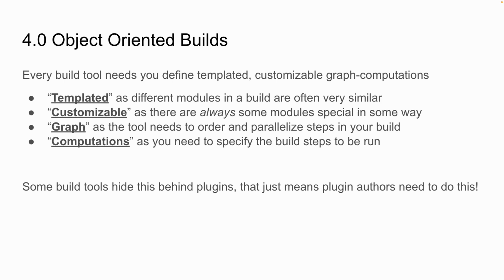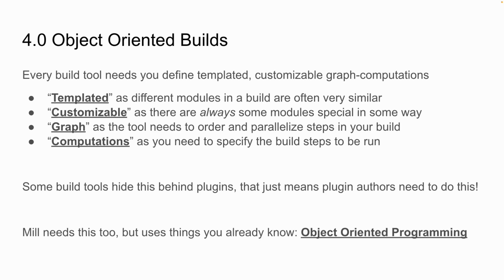So Mill also has to do all these things, but what we have realized working on Mill is that everyone already has a way to define templated customizable graph computations. It's called object-oriented programming, where you have methods calling other methods that form a graph. It's called a call graph, but you can use it as a build graph. If you want to template this method call graph, you have a class and multiple instances of the class. And if you want to customize one of those instances, you just override the methods, whether using a subclass or an anonymous instance, and you override the method or even multiple methods with new implementations.